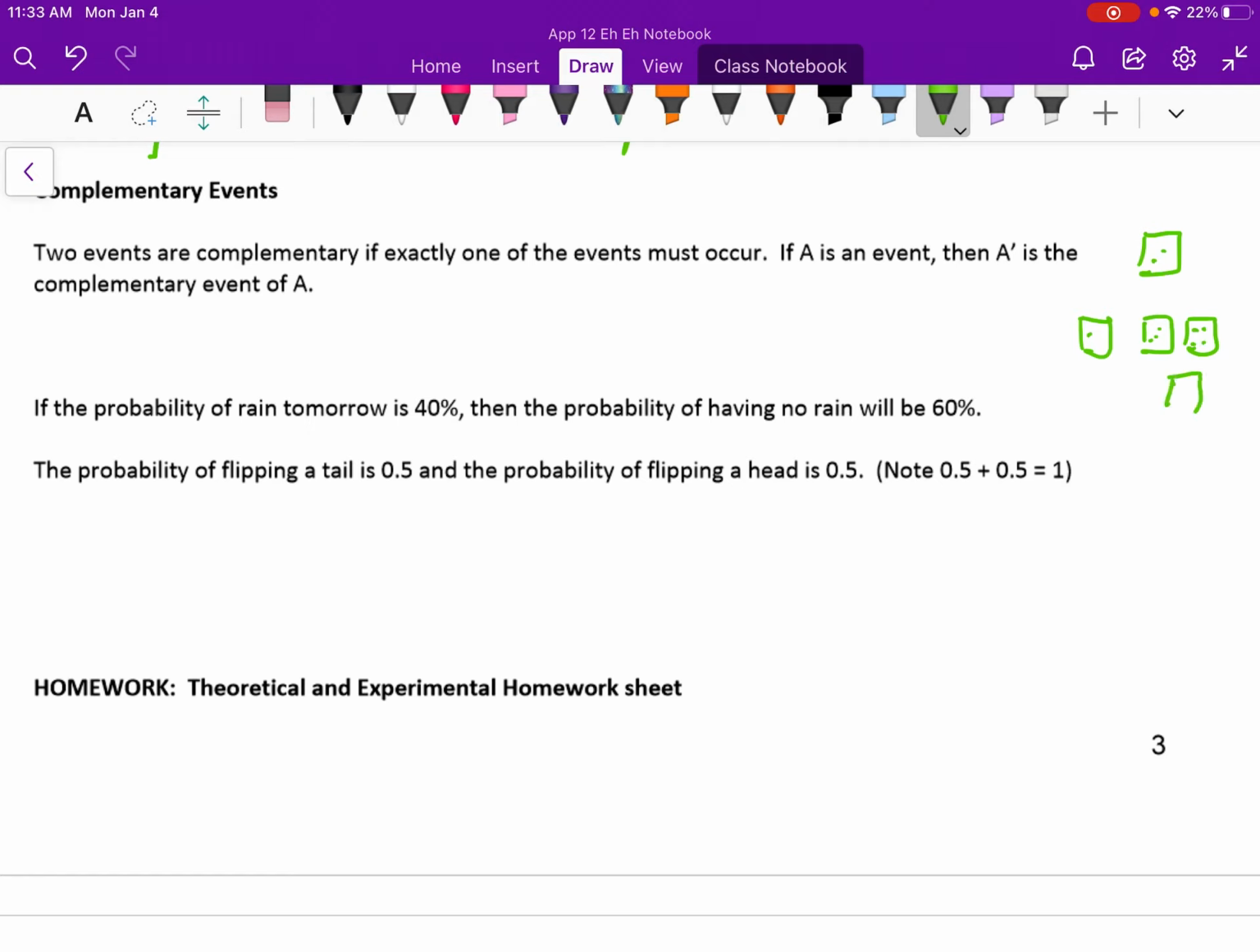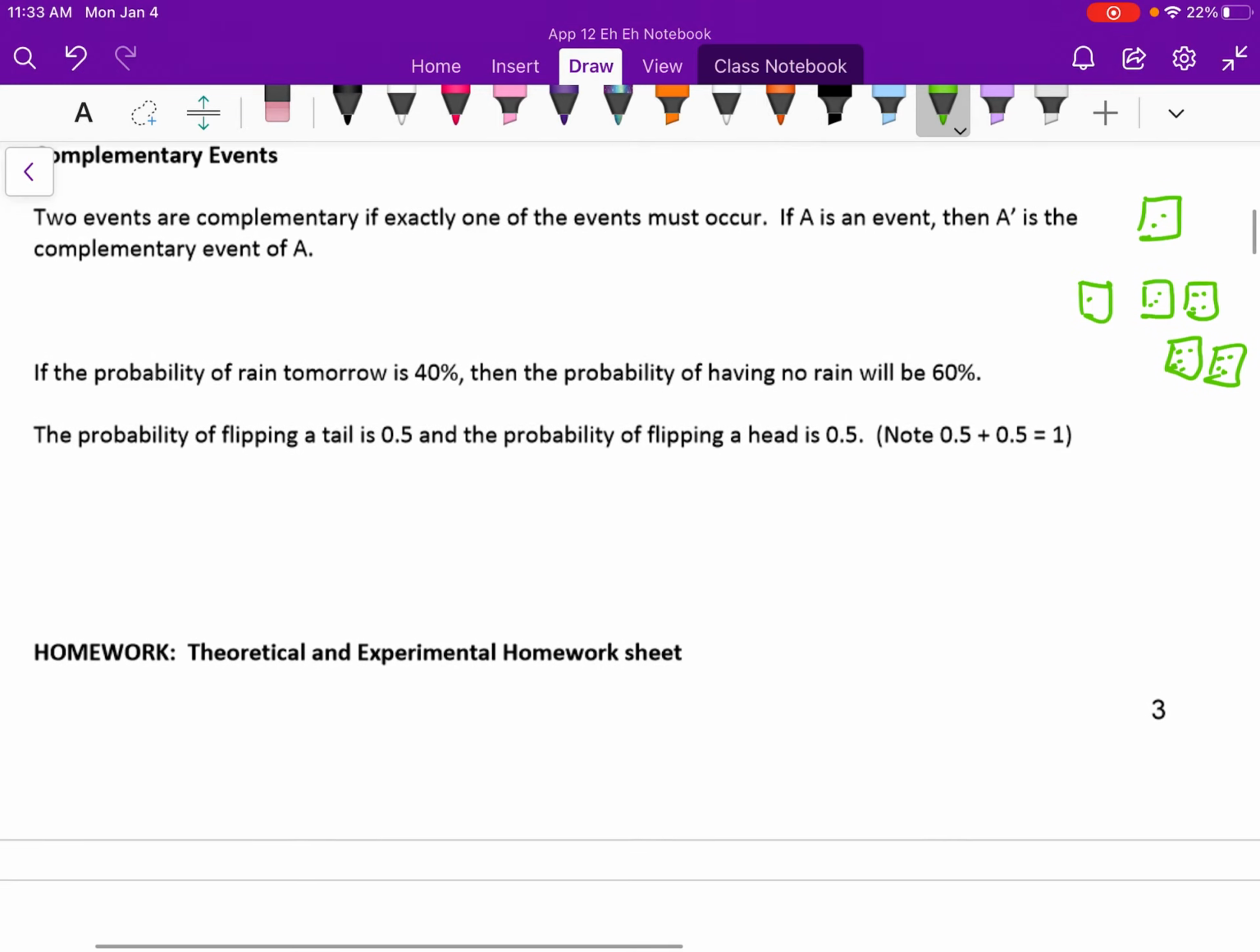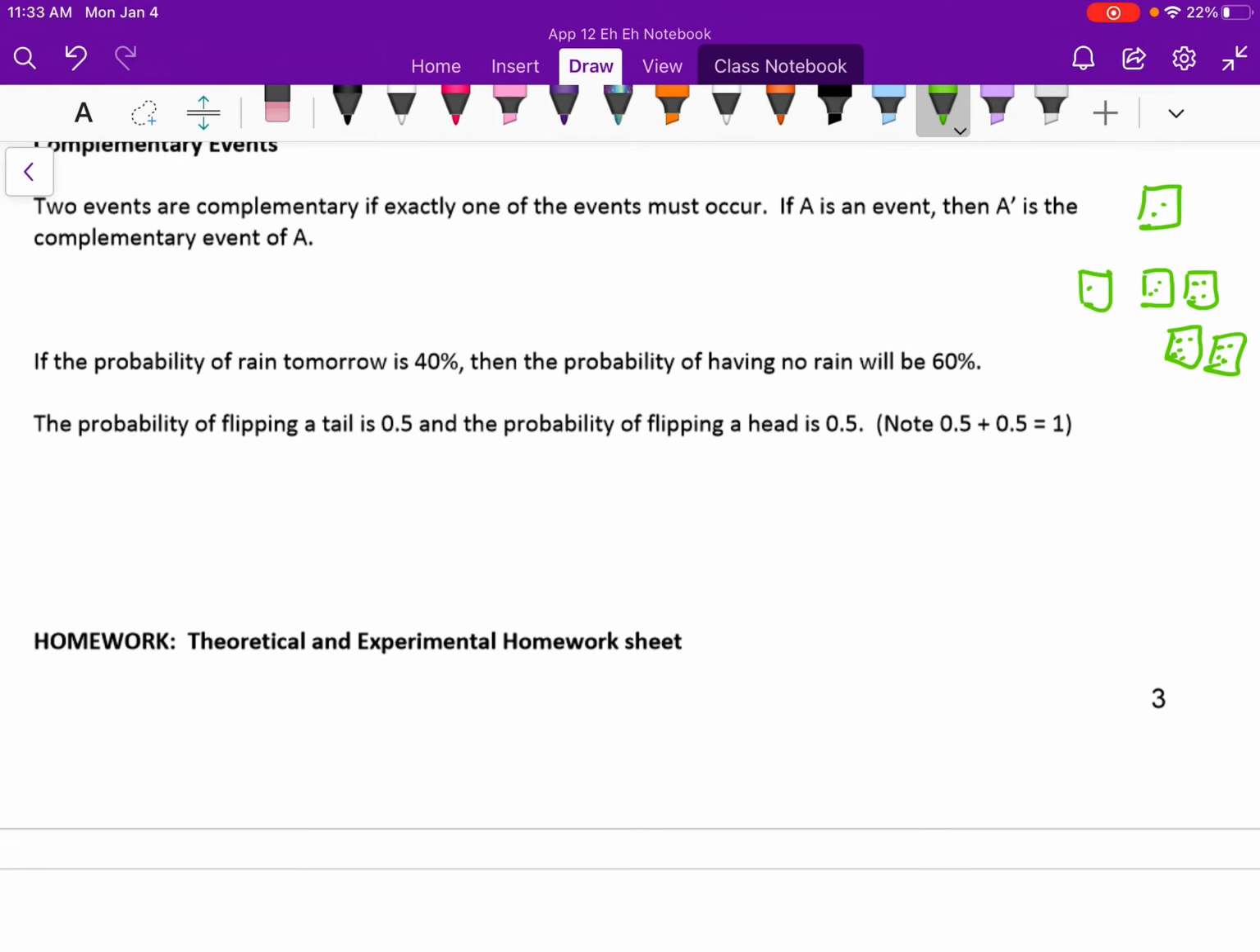And if you think about it, either you roll a 2 or you don't roll a 2, and if you add those 2 probabilities together, they indeed add to 1 or 100%. So if the probability of rain tomorrow is 40%, then the probability of no rain has to be 60%. One of the 2 must occur.